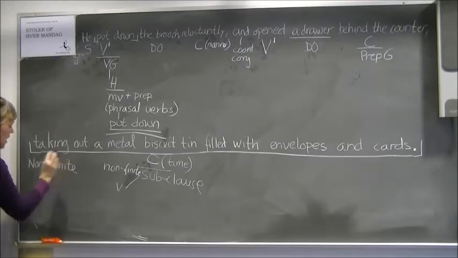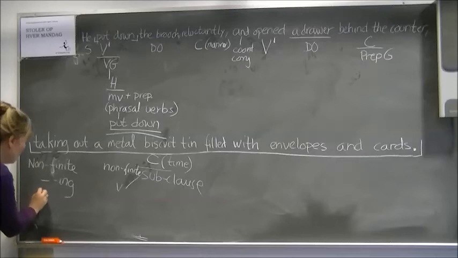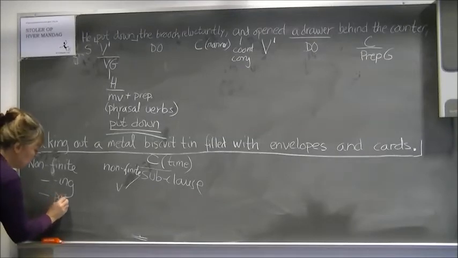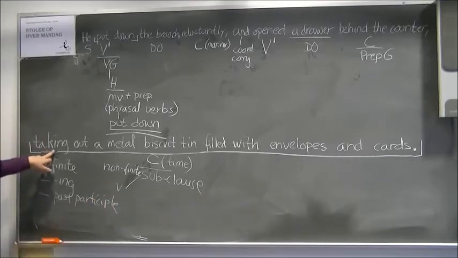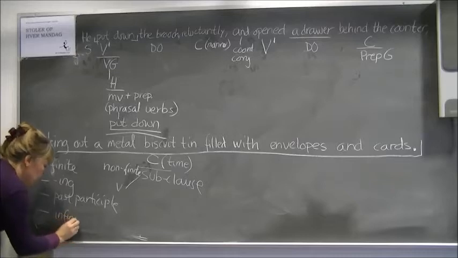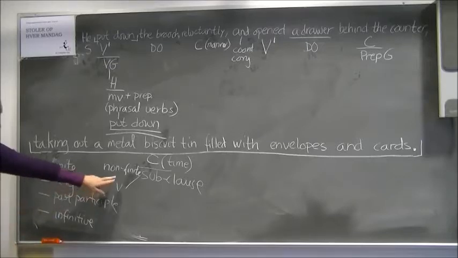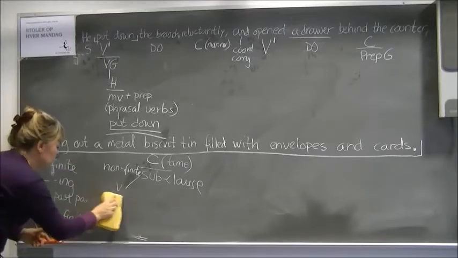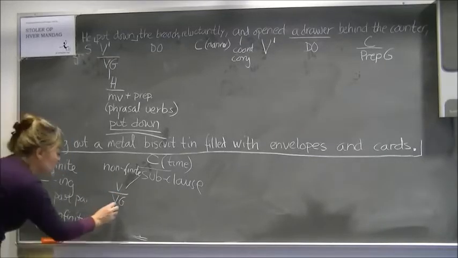And non-finite verbs can either be the ing form, as we have here, which is also called the present participle, or it could be a past participle, which would be, if I took the verb take, taken, or it could be the infinitive, which one will look up in the dictionary, which would be to take. But in this case, it is an ing form. Can we analyze it like all other ing forms by finding the main verb?